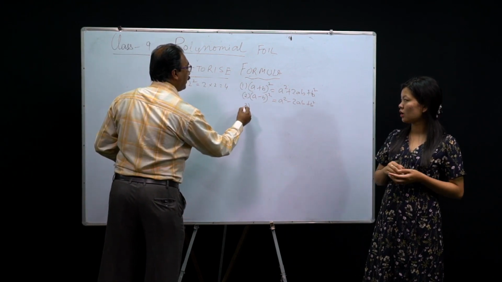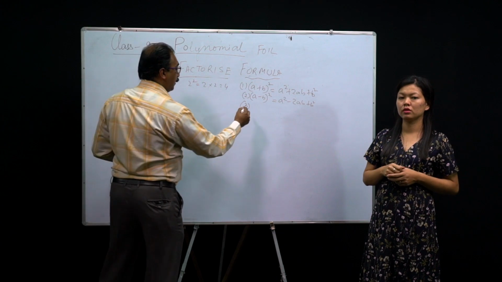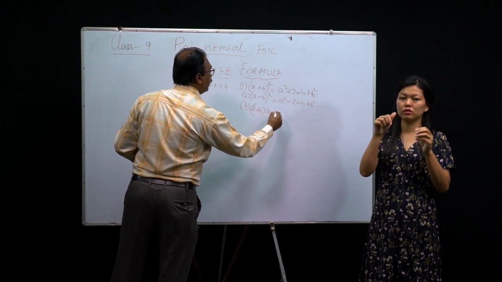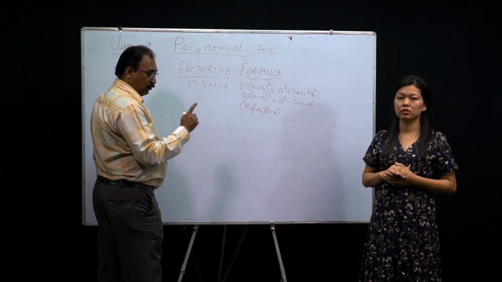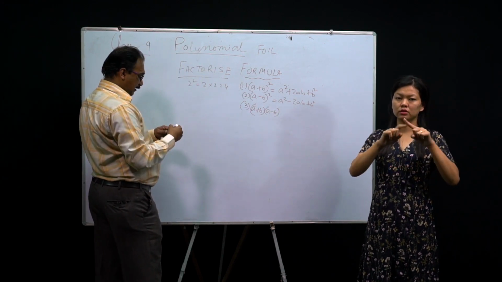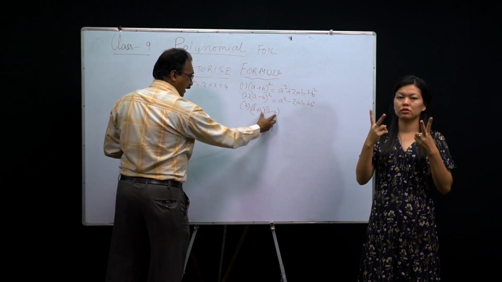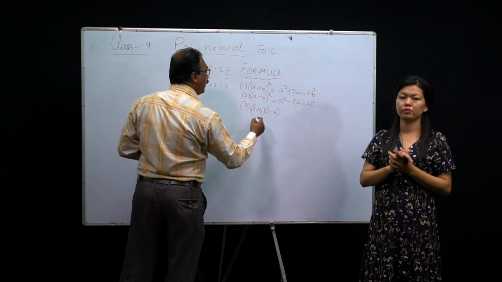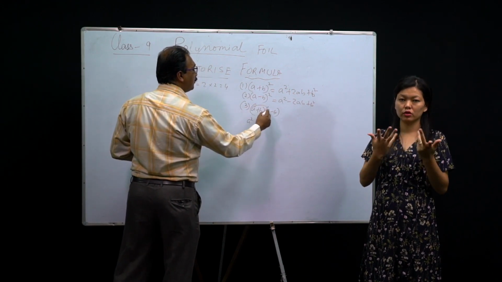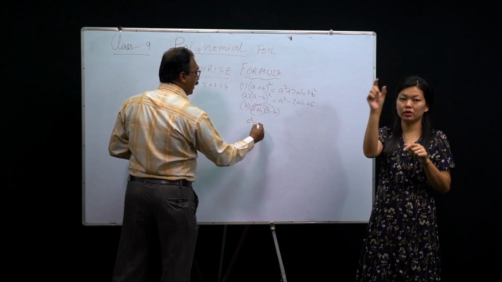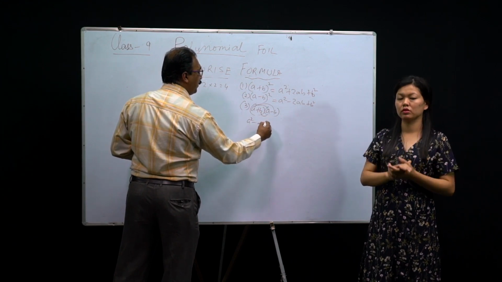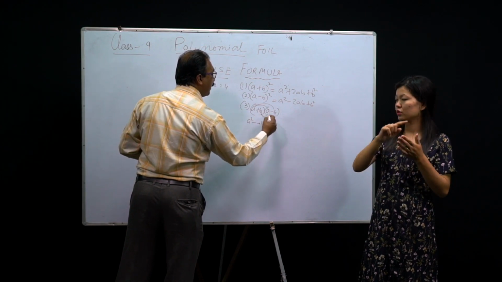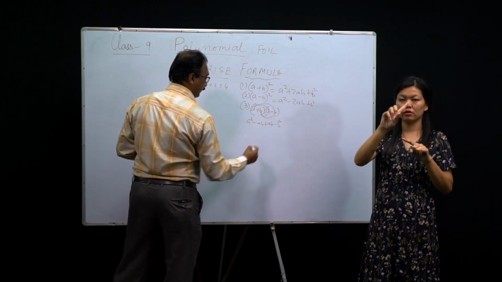Now number 3, look at number 3, another formula. What is the formula? (a plus b) into (a minus b). Same term but different sign. Look at a, b, same term but different sign. How to multiply? You apply the rainbow method. a into a square. Listen to this. a into minus ab, b into a plus ab, and b into minus b, which is minus b square.